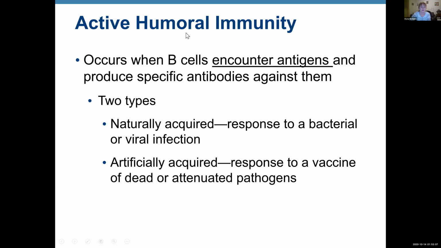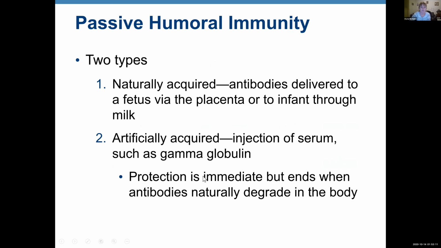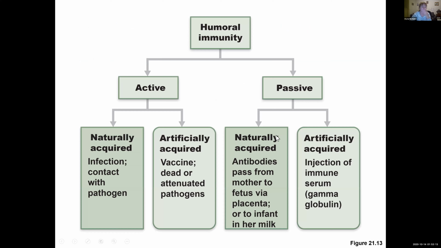Okay, now here I will go just to this diagram, because everything else you can read on your own. This diagram explains these previous 3 or 4 slides. So humoral immunity can be divided into active and passive. What active means is that you actually have contact with the pathogen, and you produce your own antibodies.